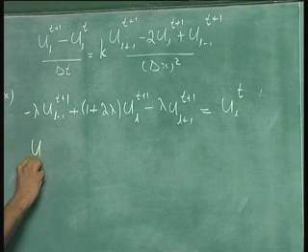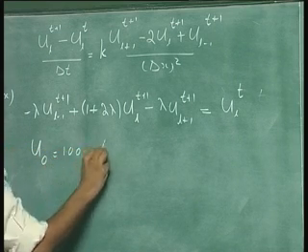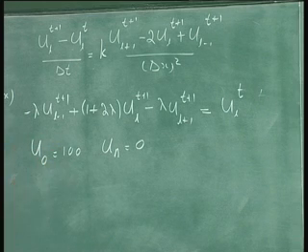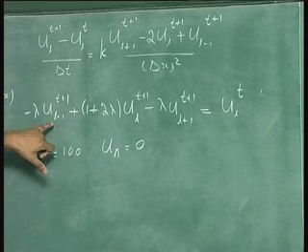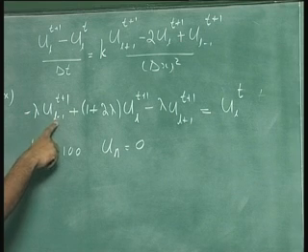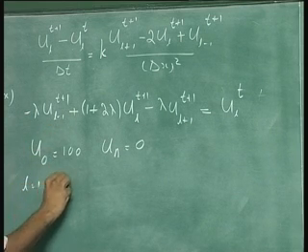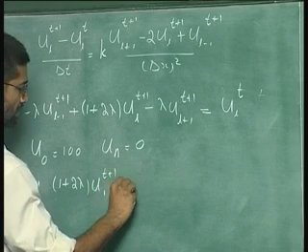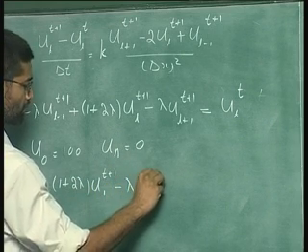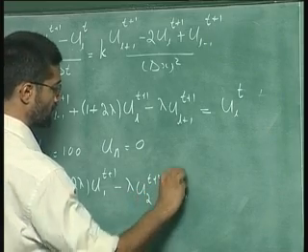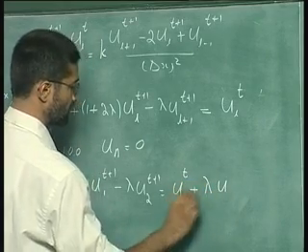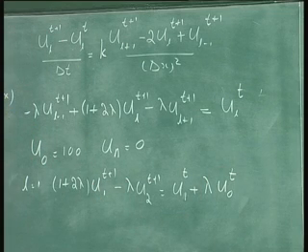Again, let's say u0 is 100, and u sub n is equal to 0, and that is fixed at all times, for any t. Then we write this equation starting from l equal to 1 to n minus 1. For l equal to 1 there is a special case. We have (1 plus 2 lambda) u1 at t plus 1 minus lambda u2 at time t plus 1 is equal to u1 at time t plus lambda times u0 at time t. So that's for l equal to 1.